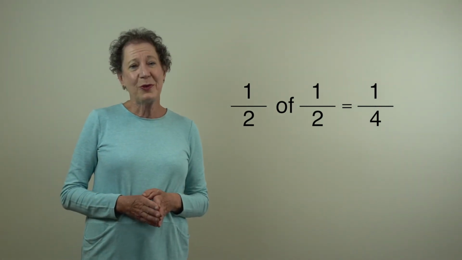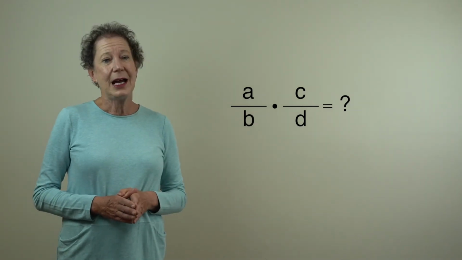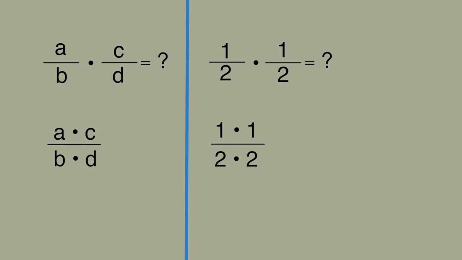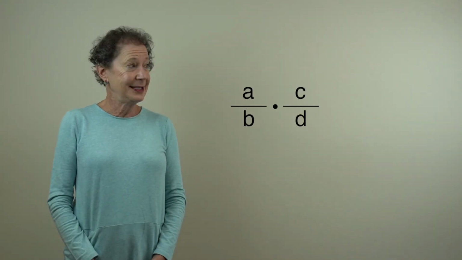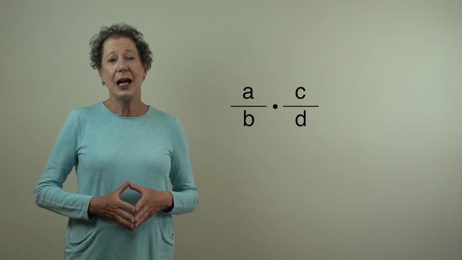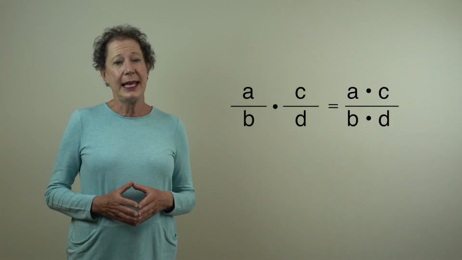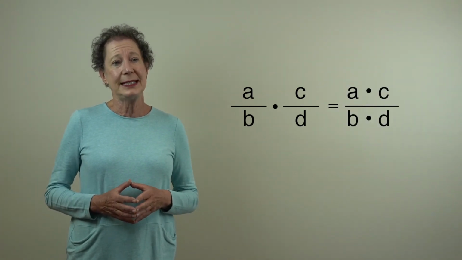Does our algebra formula give us this result? A over b times c over d equals what? I can do this. A equals 1, b equals 2, c equals 1, and d equals 2. A times c equals 1 times 1, and b times d equals 2 times 2. It works. So the way to multiply fractions is a over b times c over d equals a times c over b times d.